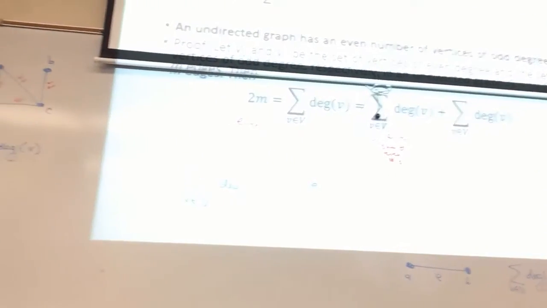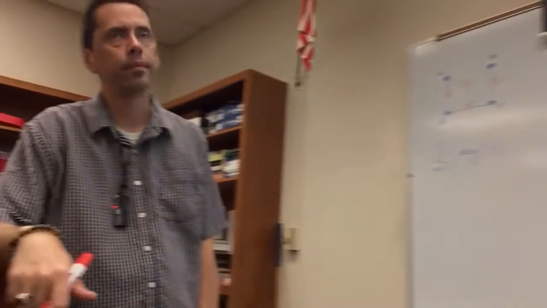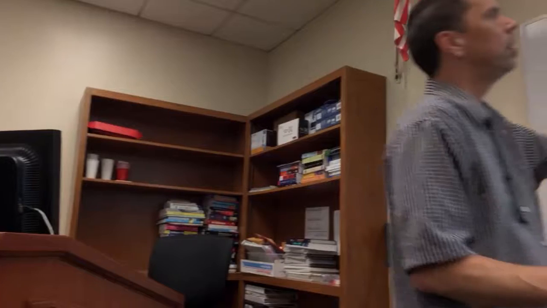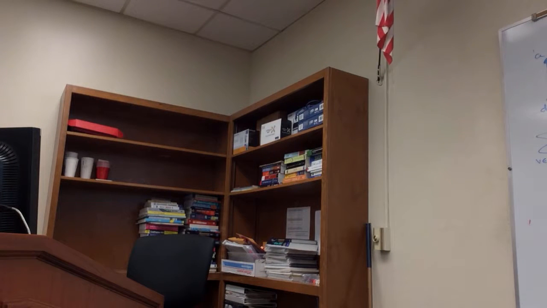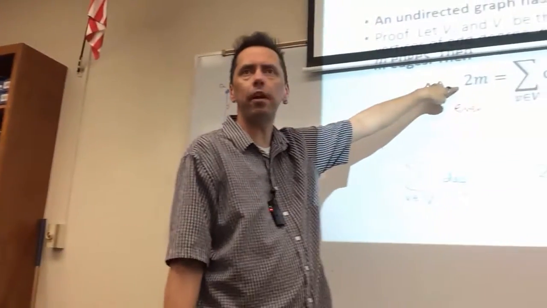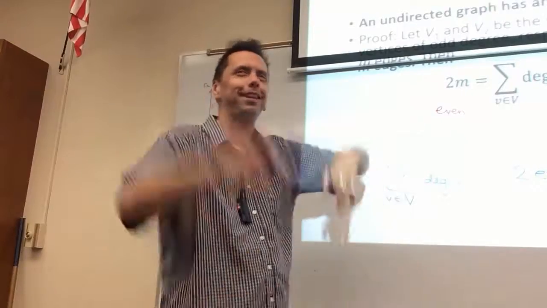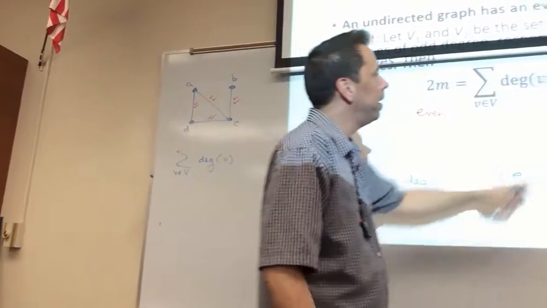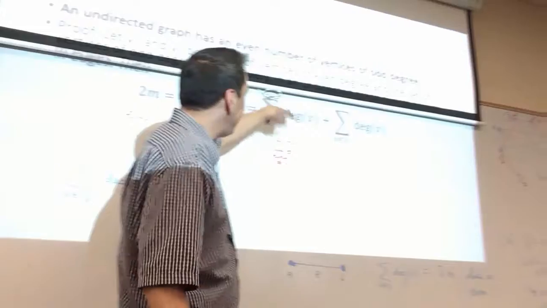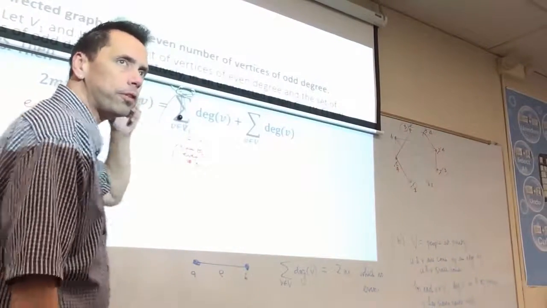See where this is going? Well, I don't know that I see any odd numbers up there yet. We haven't talked about these yet. These are the vertices of odd degree, right? But I can tell you that obviously 2m is an even number, right? That's sort of the definition of an even number. And this sum has to be even because we're adding up a bunch of even numbers.